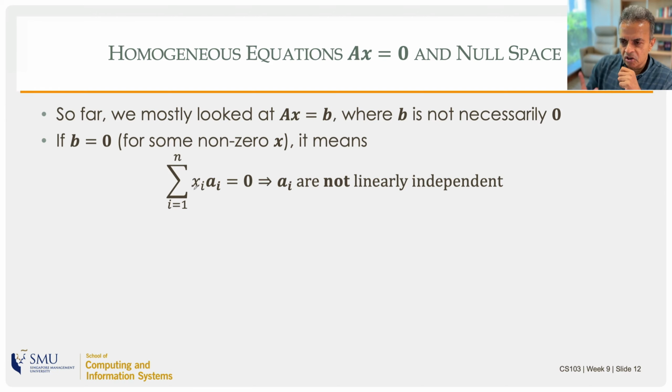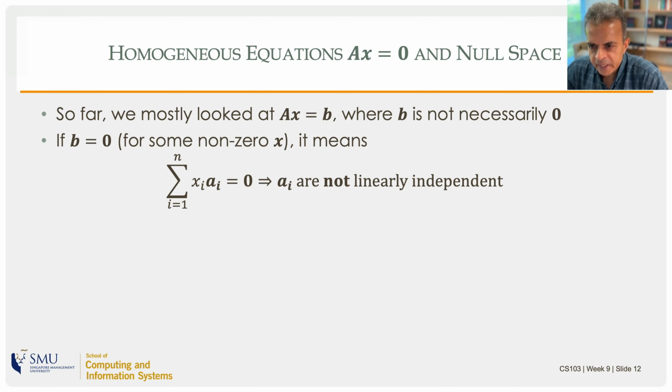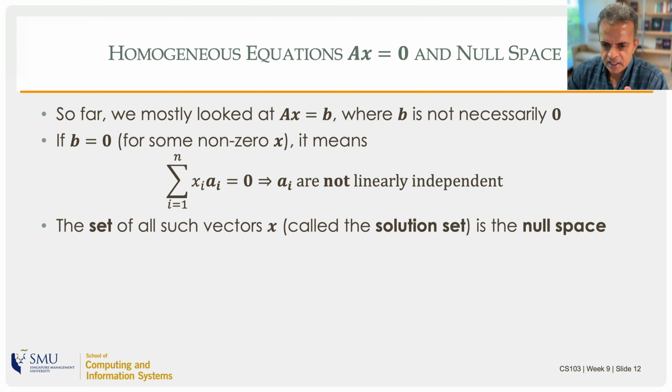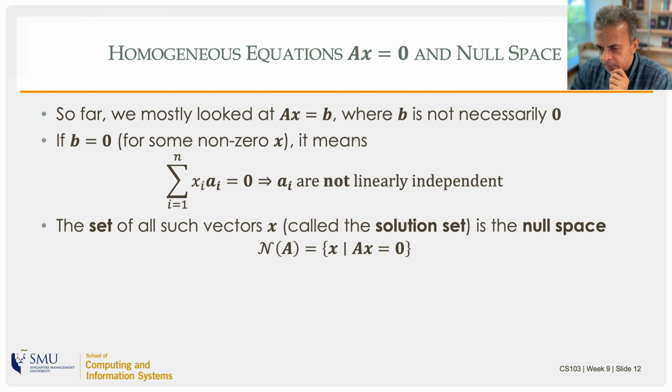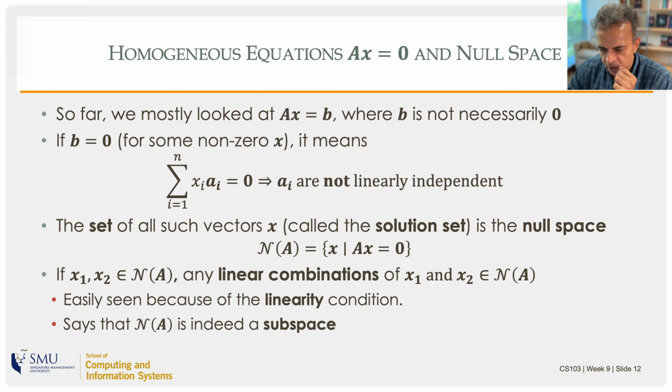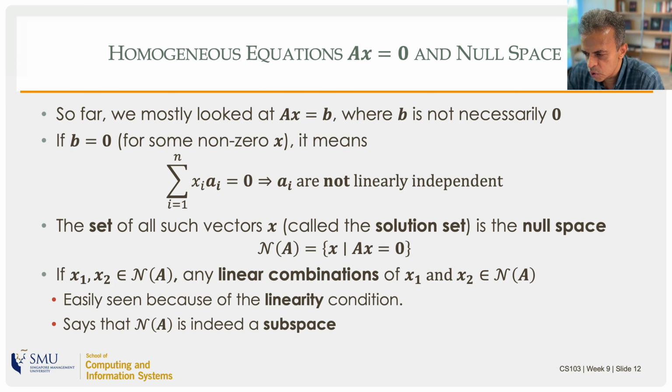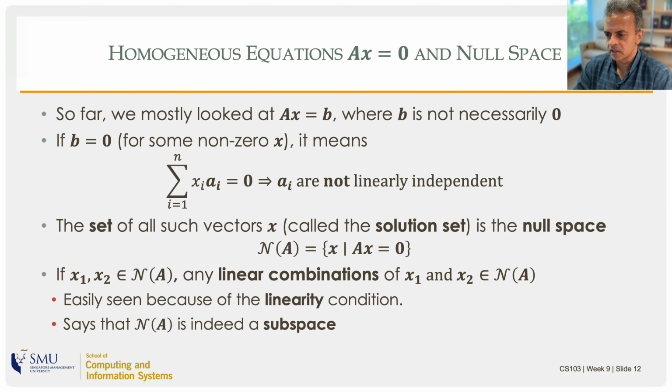So the null space being non-trivial, meaning it has vectors that are not merely 0 but some other vectors inside, would mean that the columns of A are not linearly independent. And of course, the definition of the null space is the set of all such vectors. It's called the solution set. So formally, the null space of A is a set of vectors x such that Ax equal to 0. Now you can understand that if x1 is a member of the null space and x2 also is a member of the null space, then any linear combination of x1 and x2 will be a member of the null space, because that linear combination also will evaluate to 0 under the transformation of the matrix A. So it is really a subspace.